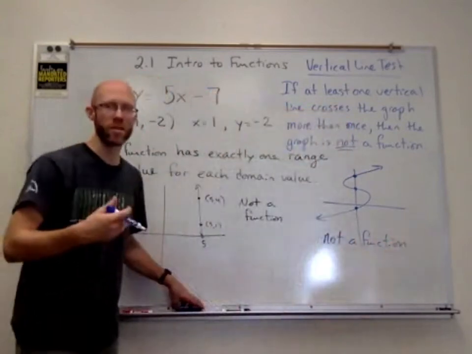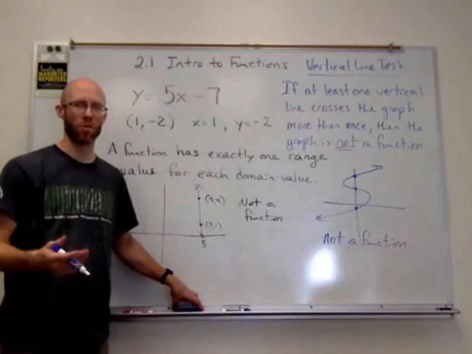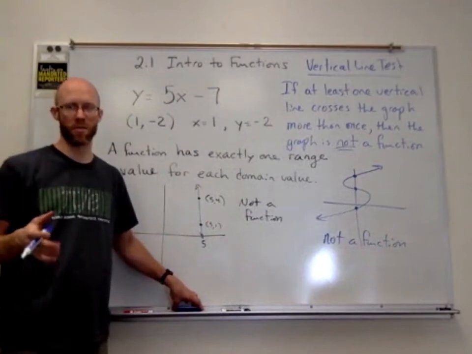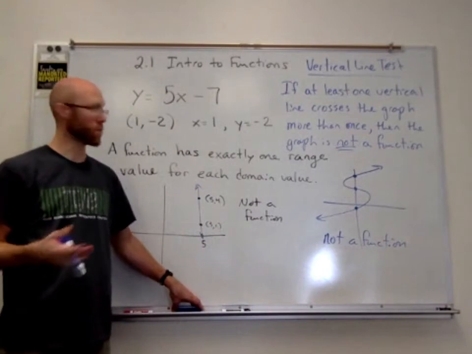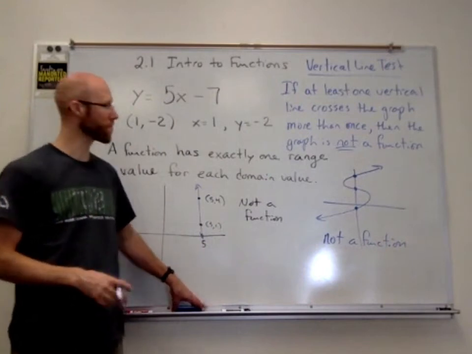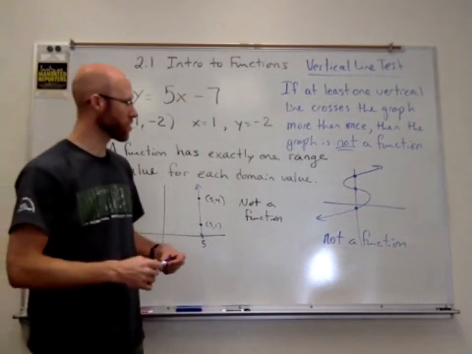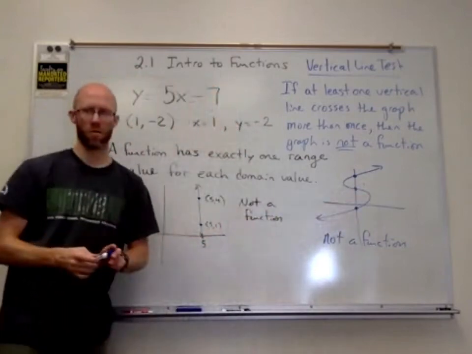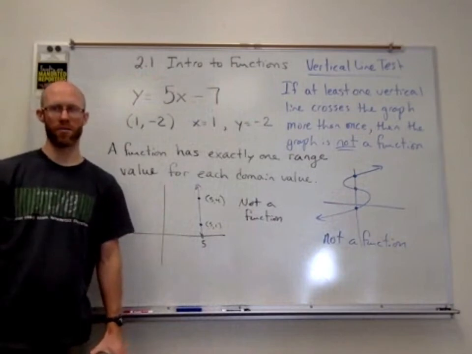But if every single vertical line that you could possibly draw hits the graph once, or not at all, maybe it misses the graph because there's no point there, that's okay. Then you have a function. Okay, so that's called the vertical line test. You just think about drawing vertical lines in, and as soon as a vertical line hits more than once, it's not a function.